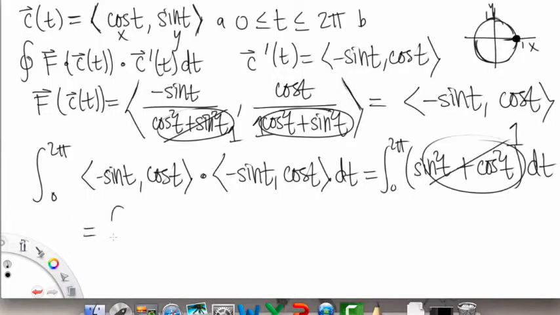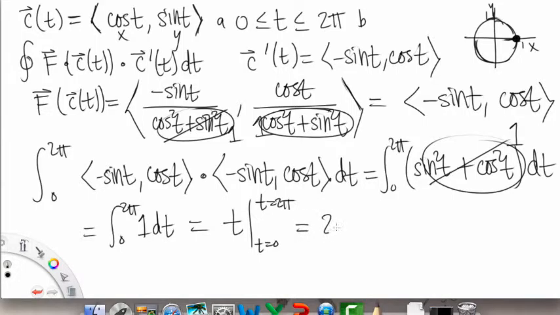So what we get is the integral from 0 to 2 pi of 1 dt, which turns out to be t as t goes from 0 up to 2 pi. So our final answer is 2 pi minus 0, which is 2 pi. So yay, that's good, right?